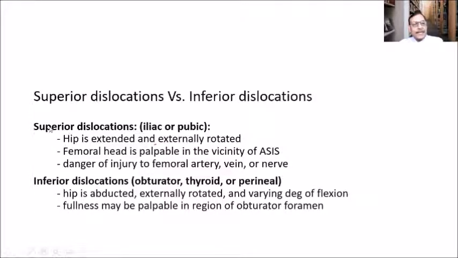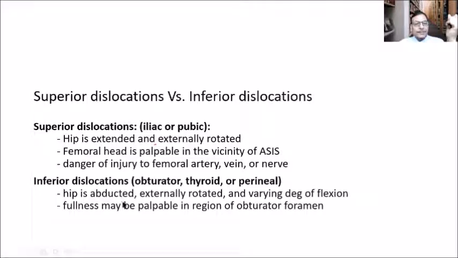So in case of the superior dislocations, the hip is extended. Compared with the posterior dislocation, it was flexed. Here it is extended and externally rotated, whereas there it was internally rotated. And in iliac, you will find it in the vicinity of the ASIS, and it can endanger the femoral artery and vein and cause thrombosis of the vein as well.